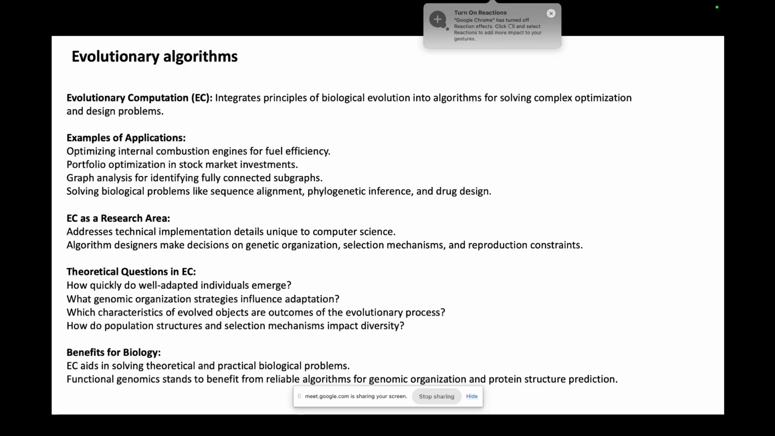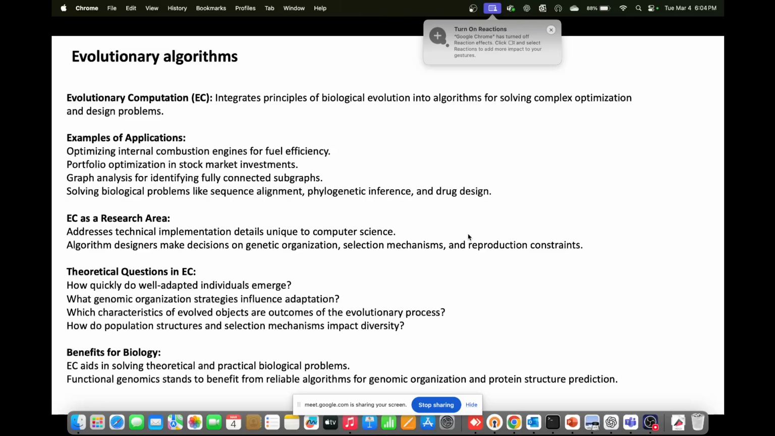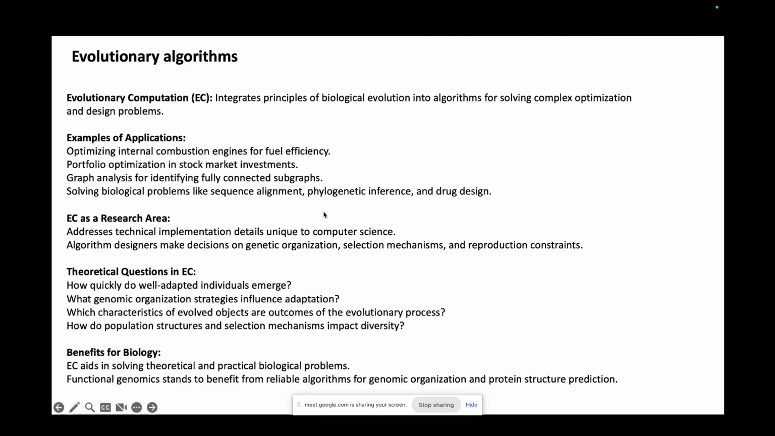A few major questions are addressed, which you will find very similar to questions addressed in evolutionary concepts. The first: how quickly do well adapted individuals emerge? After how many generations of a particular mutation, say a good mutation that is helping a species survive, do these well adapted individuals emerge? Second, what genomic organization strategies influence adaptation? Third, what characteristics of evolved organisms are outcomes of the evolutionary process? And finally, how do population structures and selection mechanisms impact diversity? We'll talk about all of these points while talking about genetic algorithms, but these are the types of questions generally asked of algorithms doing this kind of optimization.